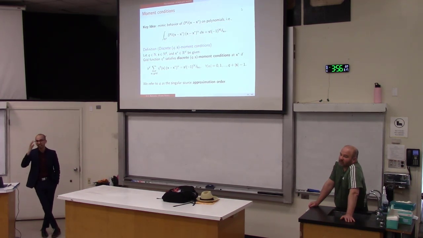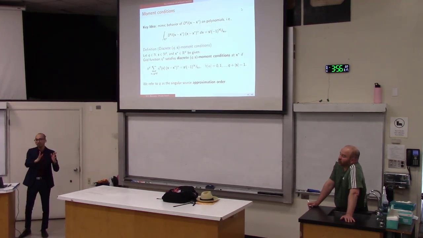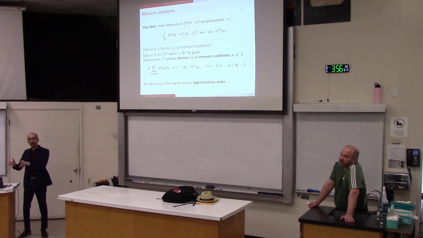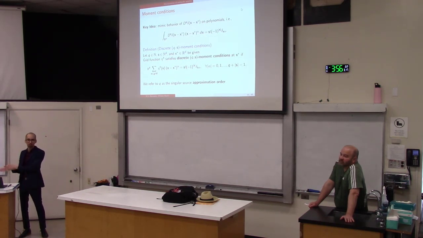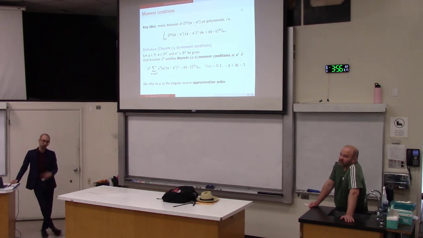And so the idea is you do integration by parts to move the derivative on the delta to the test function. And then you apply the delta function on the derivative of the test function. That gives you the action of the derivative of the delta function.